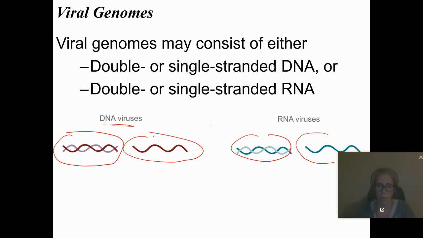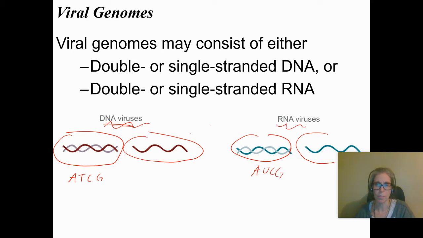So how would you know? If it has A's, T's, C's, and G's, it's going to be DNA. If it has A's, U's, C's, and G's, it's going to be RNA. If the number of T's and A's match each other, it's probably double-stranded. If they don't, then it's not double-stranded. Again, the C's and G's would have to match, right?